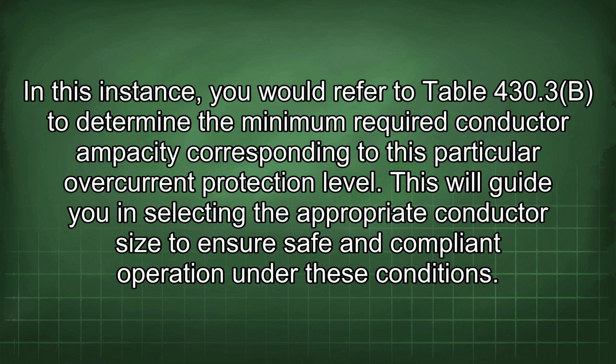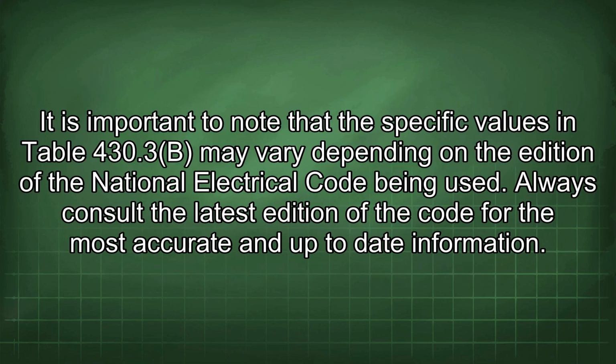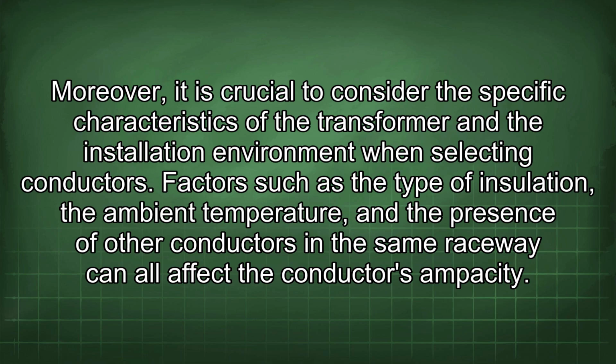It is important to note that the specific values in Table 430.3(b) may vary depending on the edition of the National Electrical Code being used. Always consult the latest edition of the code for the most accurate and up-to-date information. Moreover, it is crucial to consider the specific characteristics of the transformer and the installation environment when selecting conductors.